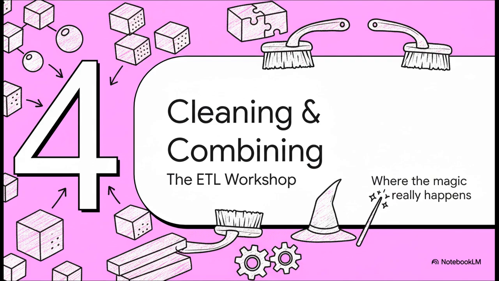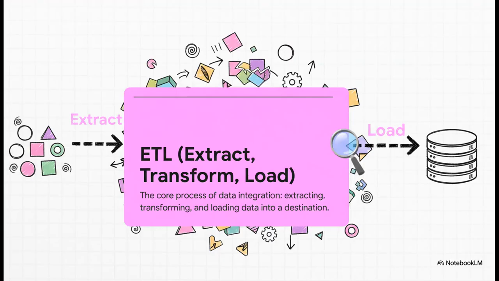Okay, so our librarian has done its job. It's found everything, it's cataloged everything. We now have a perfect map to all of our data. So, what's next? Well, now we get to the fun part. We get to clean it up and combine it in really useful ways. This is where the real magic begins. Now, in the data world, there's a process for this, and it's called ETL.